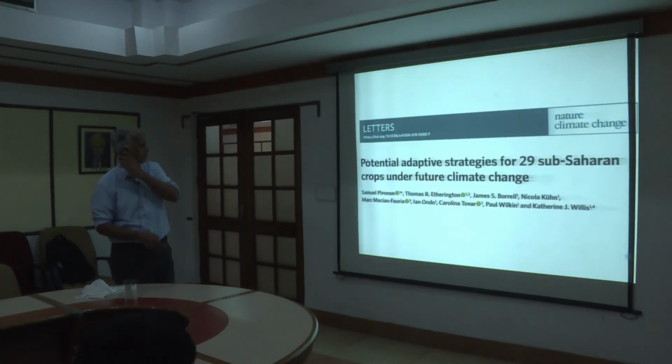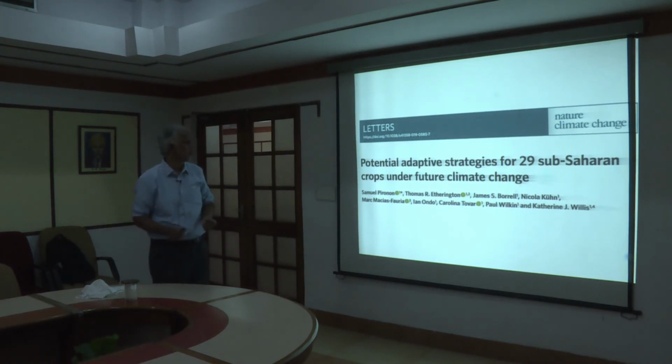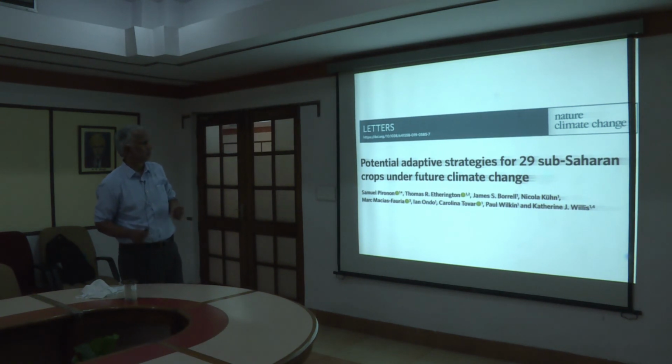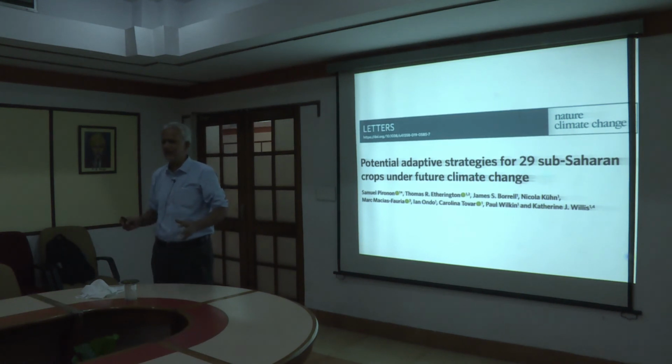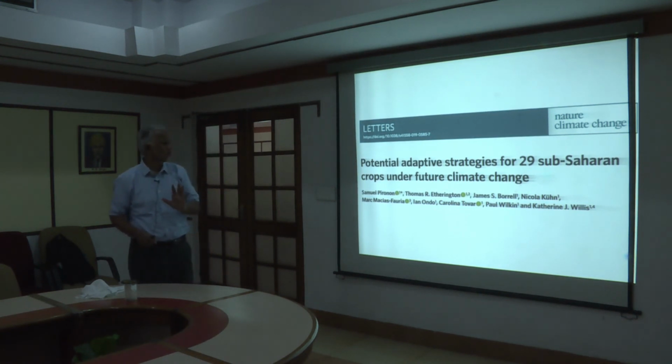Again, for want of time I will not go into the details, but I will leave you with one paper which was published in Nature last month, which is a very interesting paper. Please read it. It is a very beautiful paper. I wish I was the author of this paper. It is called Potential Adaptive Strategies for 29 Sub-Saharan Crops Under Future Climate Change. All that they have done is use ecological niche model predictions for 29 crops in sub-Saharan Africa, and then modeled for future climate change, and they have come up with some very lucid findings. For crop geneticists, breeders, and people interested in germplasm, it will be a very good paper to read that connects to what I talked about. I wanted to talk a little bit about it, but for want of time I will not go into the details.